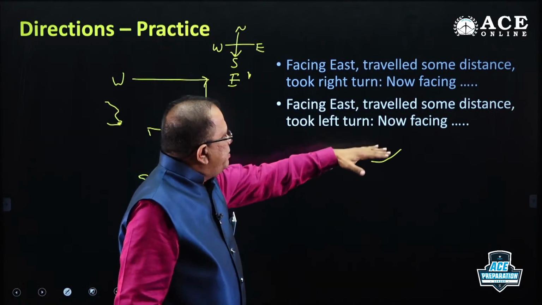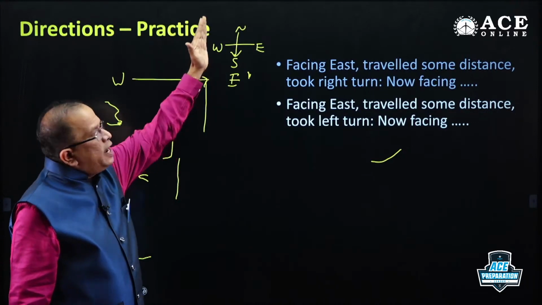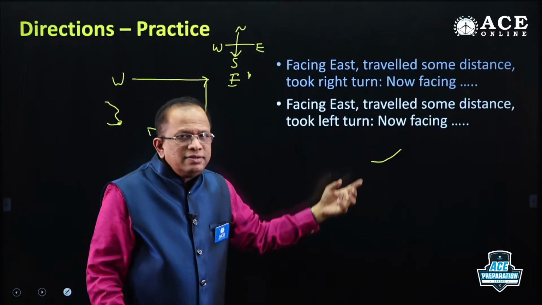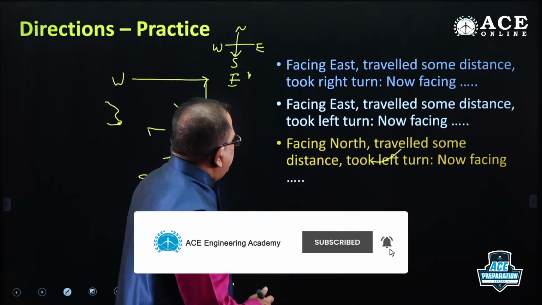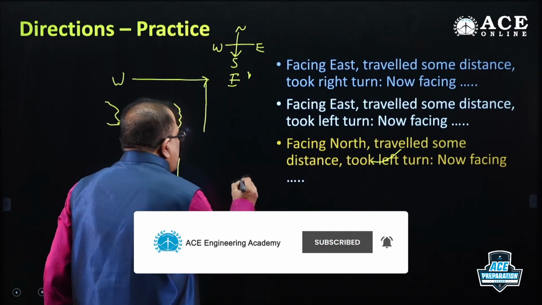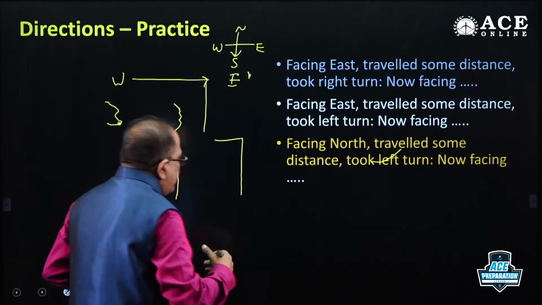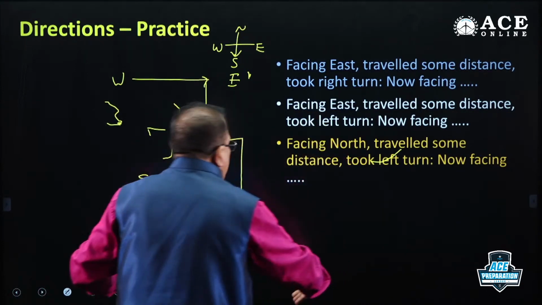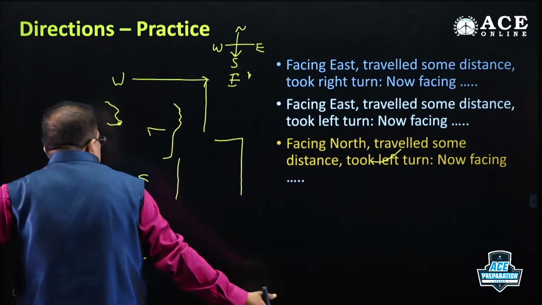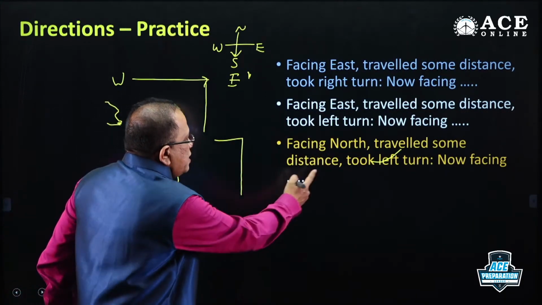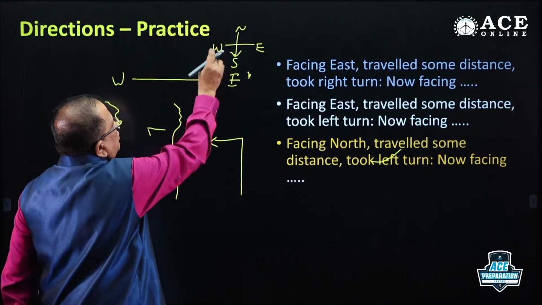Facing east, traveled some distance, took left turn. So from here to here, then left turn. Left turn means now he is facing which direction? North. Next one, facing north, traveled some distance, took left turn. Facing north like this, traveled some distance, took left turn. When someone is moving like this, now I am aligning myself with this line. All of you can see, I am aligning myself. Then this is my right, this is my left. Now, facing north, traveled some distance, took left turn means this side. Now he is moving in which direction?